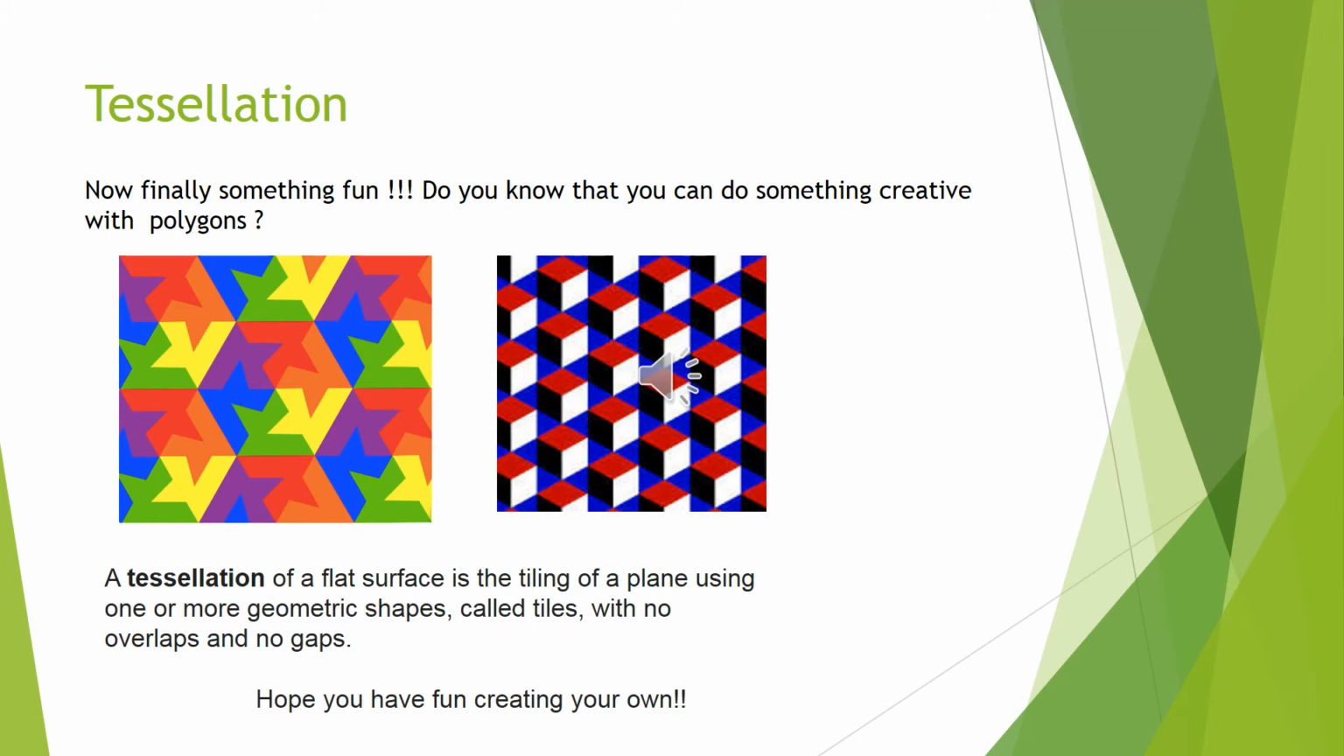Now, finally, something fun. Do you know that you can do something creative with what you know about these polygons? You can make a tessellation. A tessellation of a flat surface is the tiling of a plane using one or more geometric shapes called tiles, with no overlaps and no gaps. Hope you have fun creating your own.